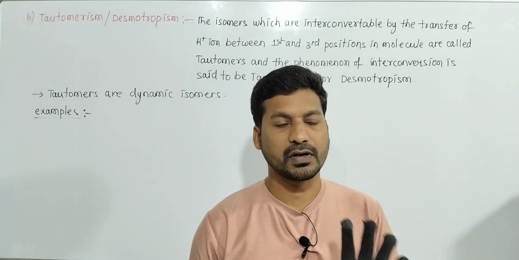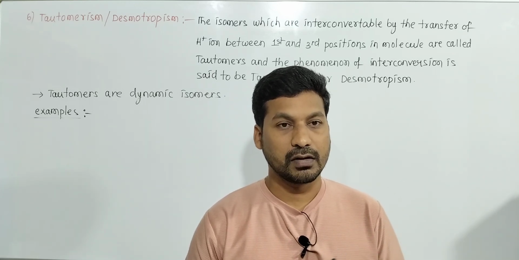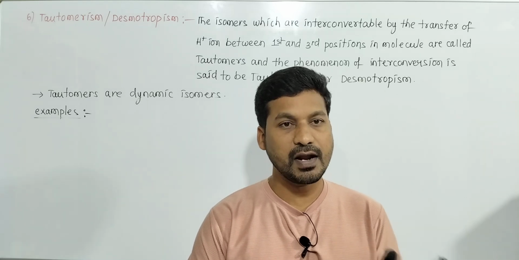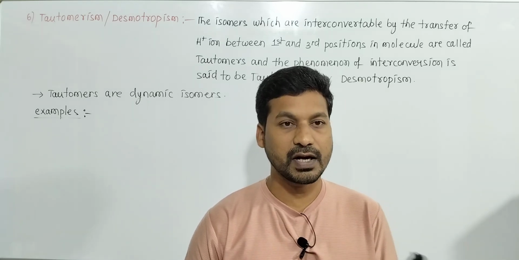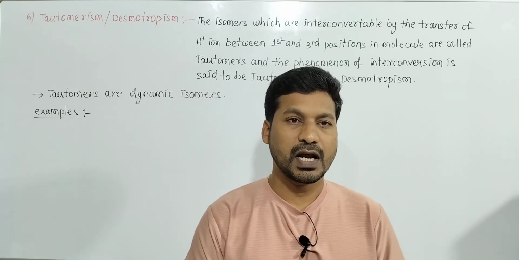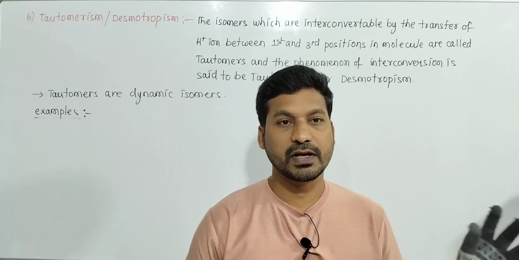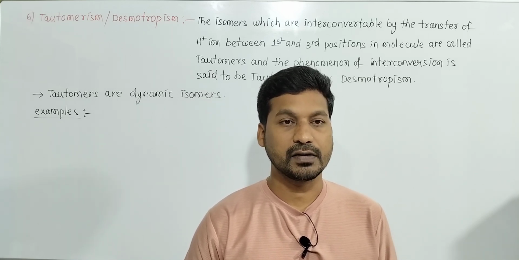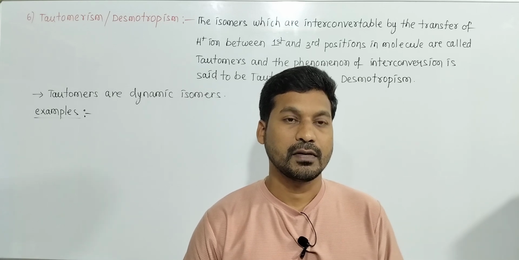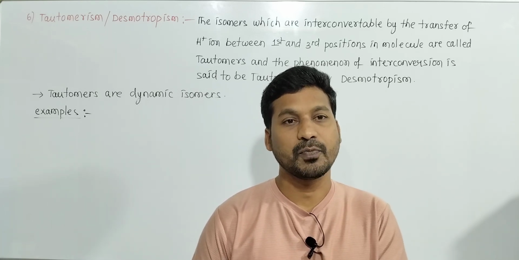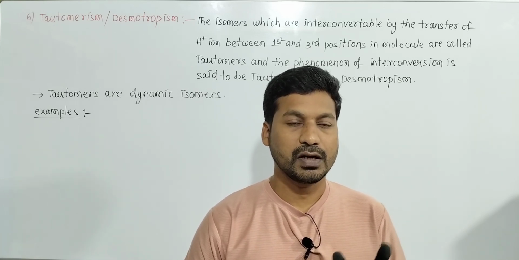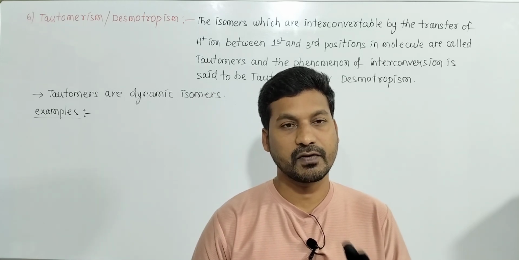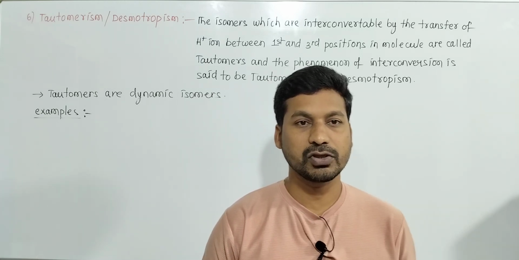Whatever may be the first or third atom, not only a carbon, there may be any atom between the 1 and third position, not 1 and third carbon. So what are tautomers? Tautomers are isomers which are formed by interconversion between one and other, by the transfer of proton between 1 and third position.